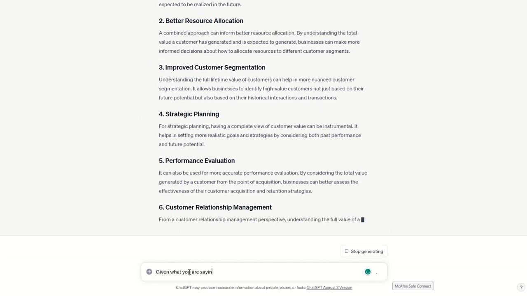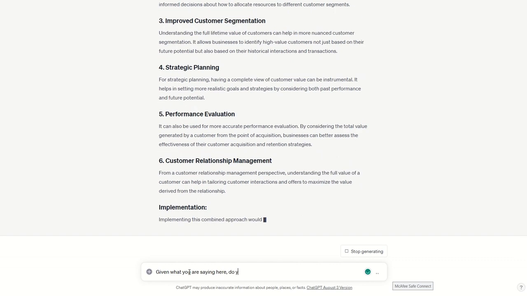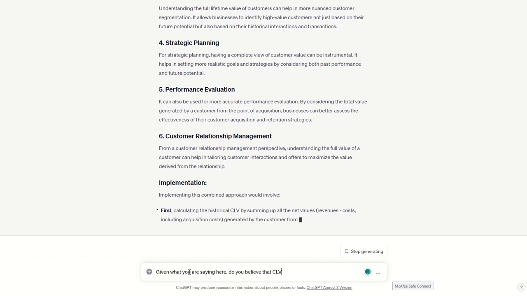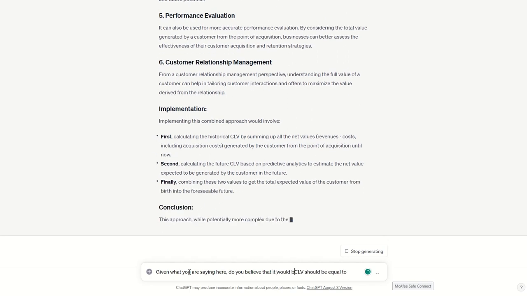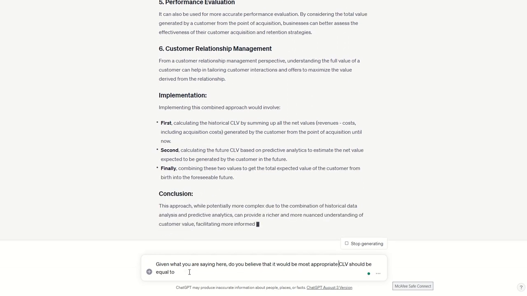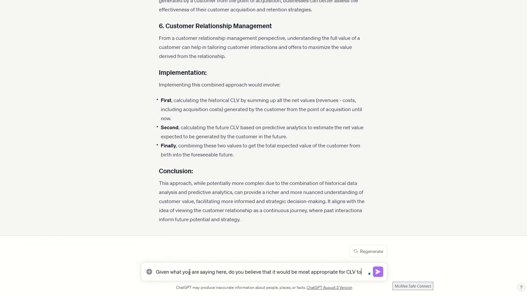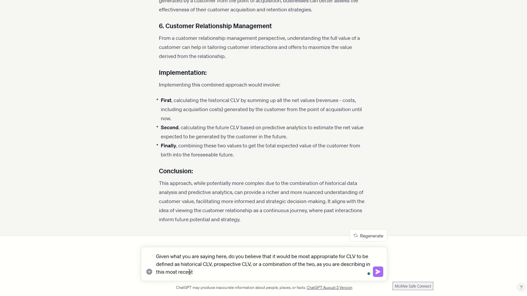Given what you are saying here, CLV should be equal to, you believe that it would be most appropriate for CLV to be defined as historical CLV, prospective CLV, or a combination of the two, as you are describing in this most recent answer.